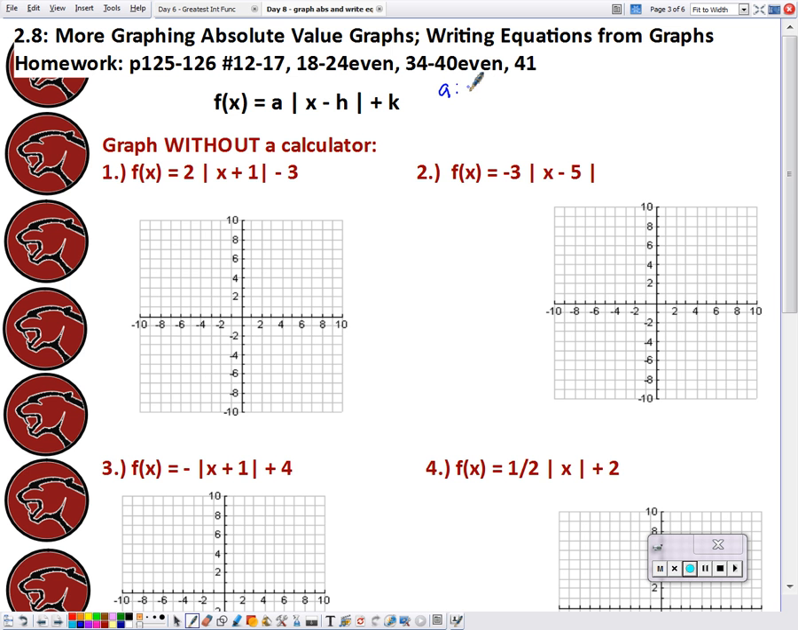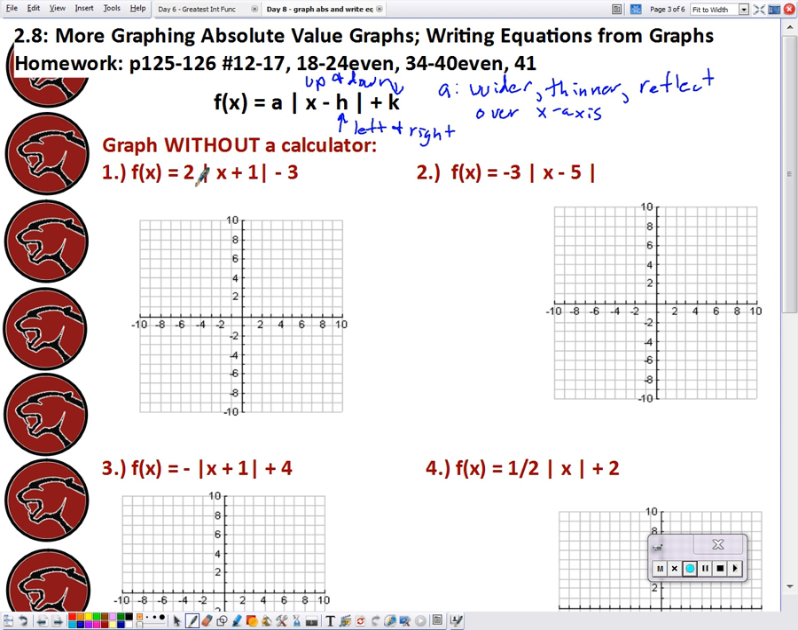A can make it wider or thinner. It can also reflect over the x-axis. H, and I want you to notice that it's x minus h. That minus is part of our formula, moves things left and right. And K moves things up and down. So here we go.